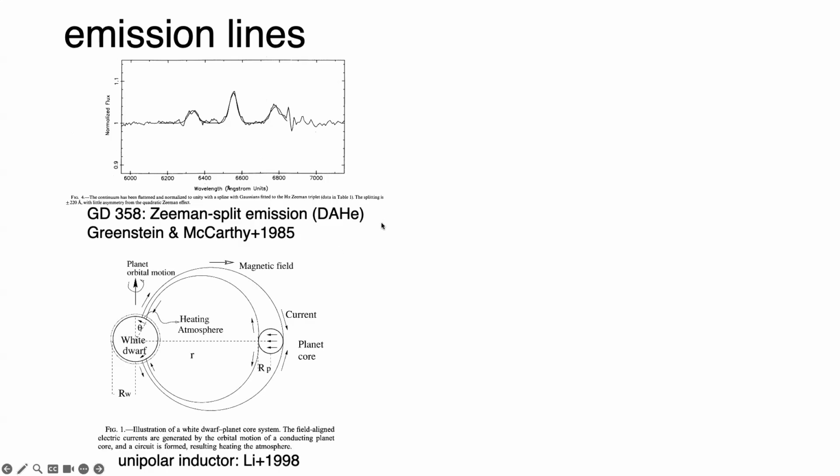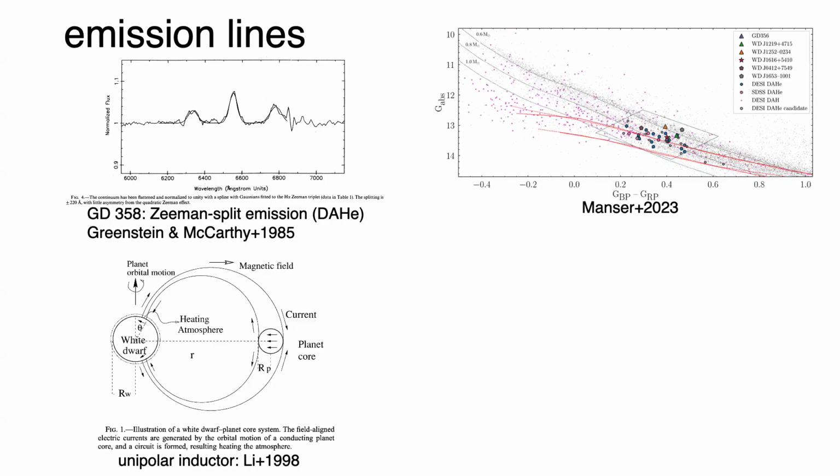This is the original object, which has been known for like 40 years, and it's called GD358. It's in the DAHe class. And people used to think that it's because there's a planet, like a conducting planet within the Alfvén radius, and maybe there's some star-planet interaction. So this is called the unipolar inductor. But it turns out that last year, or 2 years ago now, they discovered like 24 of them. So gradually they accumulate a few of these objects and learn stuff about them. But now there are like 24 of them.